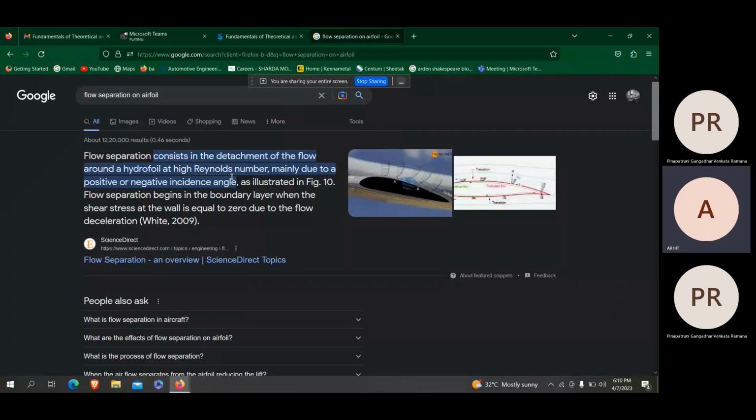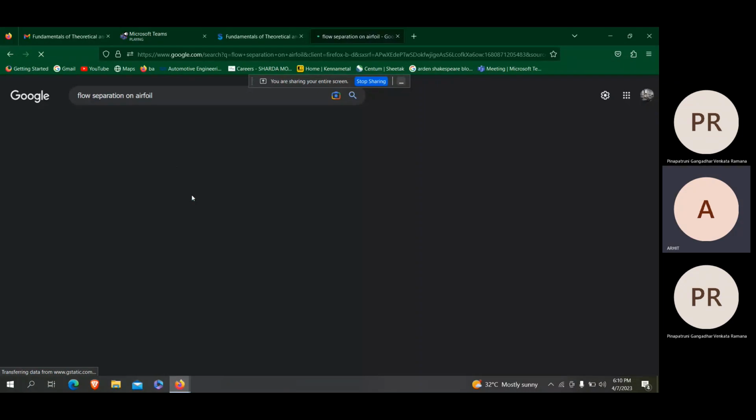Okay, now you see the schematic or whatever it is. Images. Go to the images. Yes, sir. Sorry.